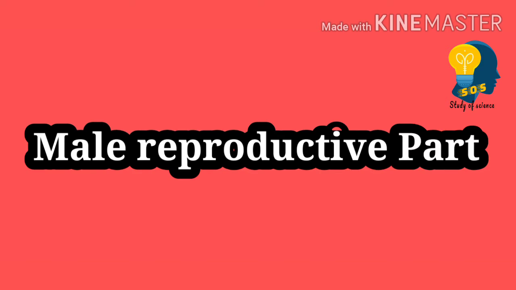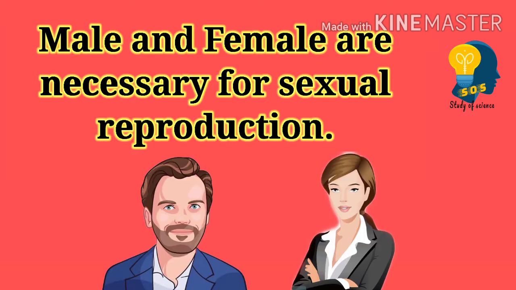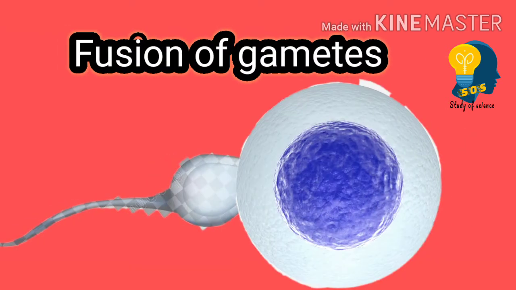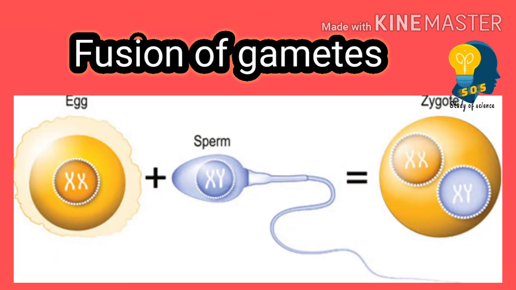We are going to discuss the male reproductive part. We know that for sexual reproduction to occur, we need two organisms. One is the male, another is the female. Both male and female fuse. When they fuse, what happens? Their gametes fuse. As a result of the fusion of the male gamete and the female gamete, the zygote is formed.